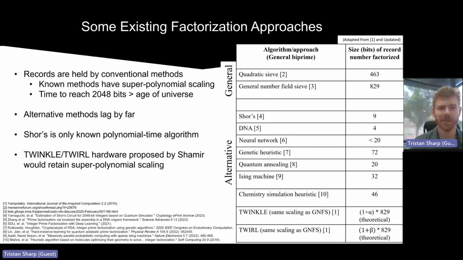There's a really nice paper from 2010, Impolsky. He made this table. Actually, I've adapted the table and updated it with the most current numbers that I found. But for general factorization approaches to factorize general numbers, he divides it into general and alternative.